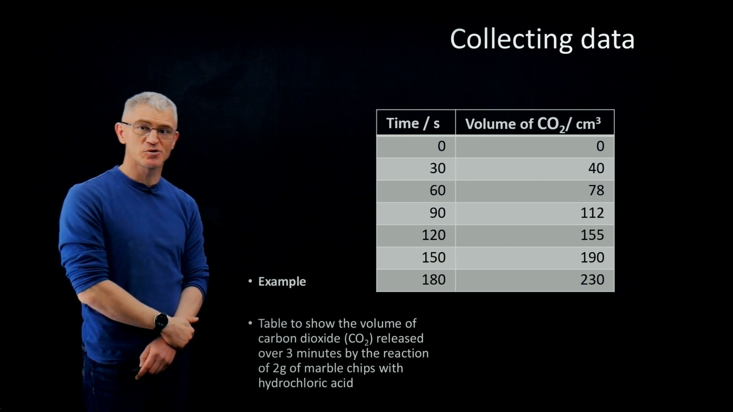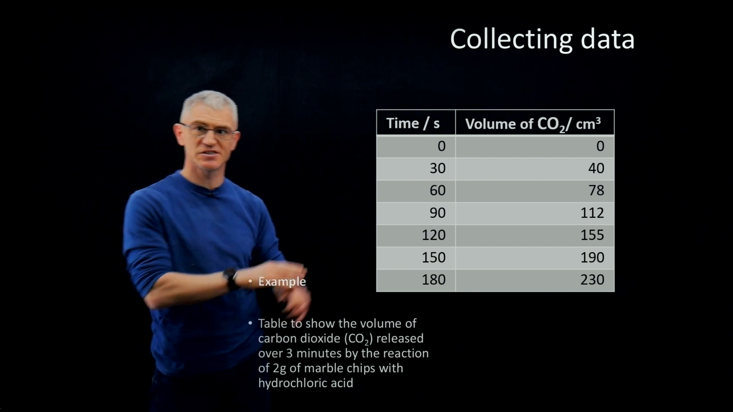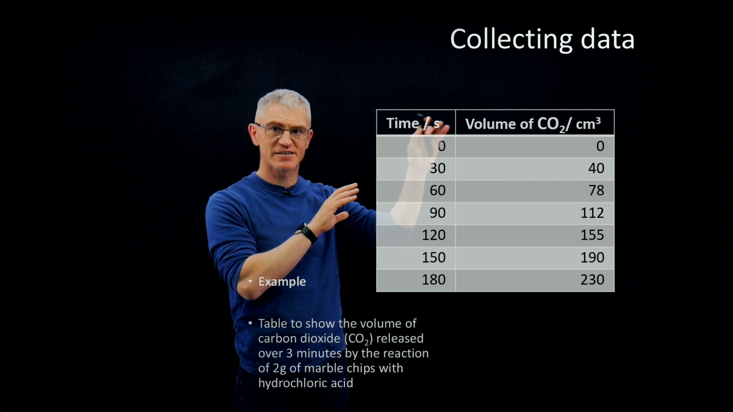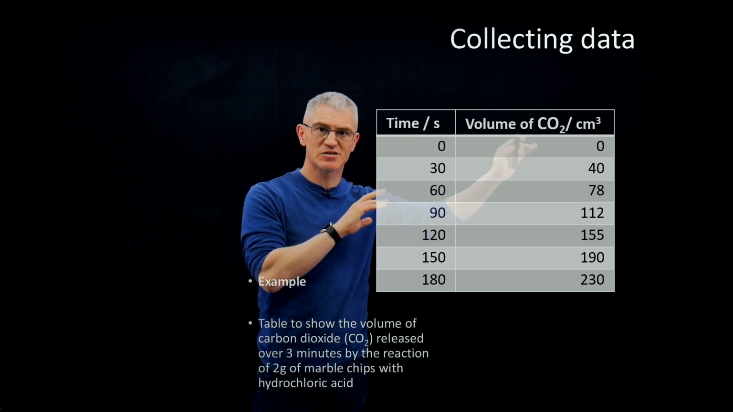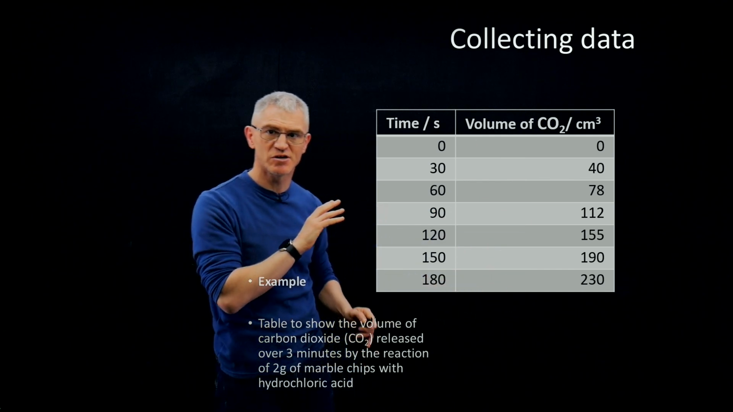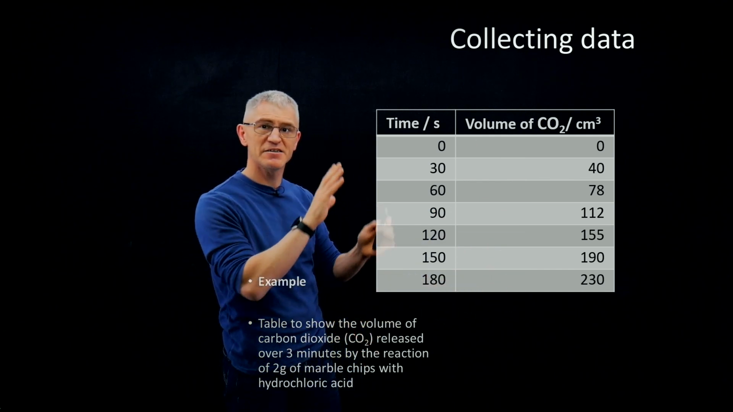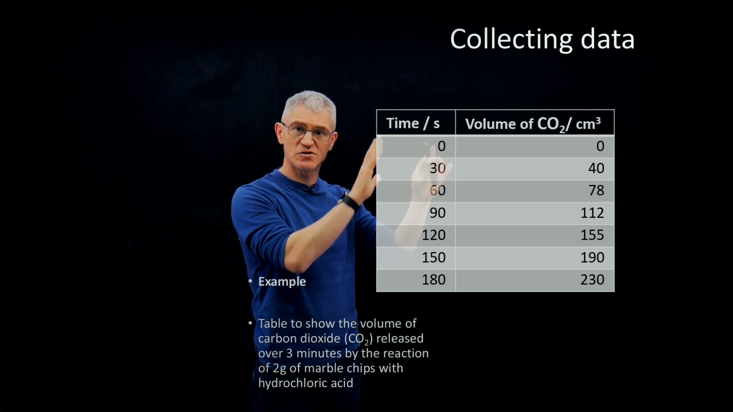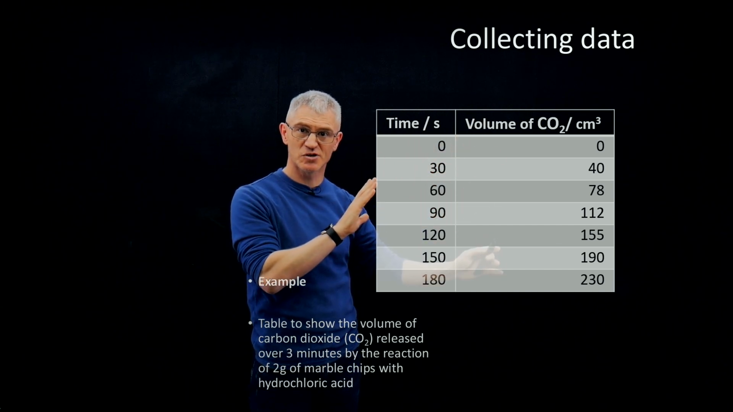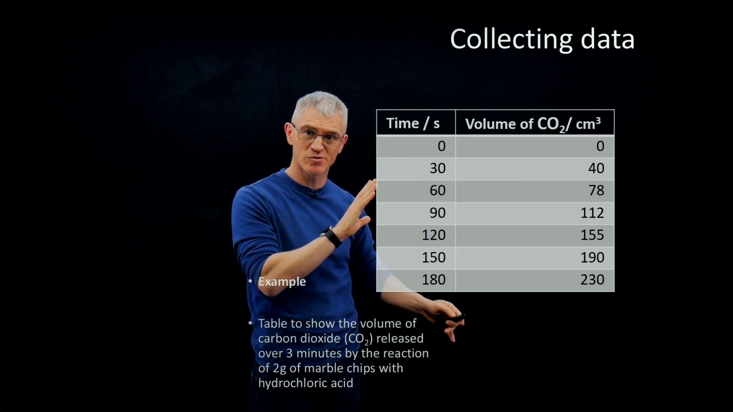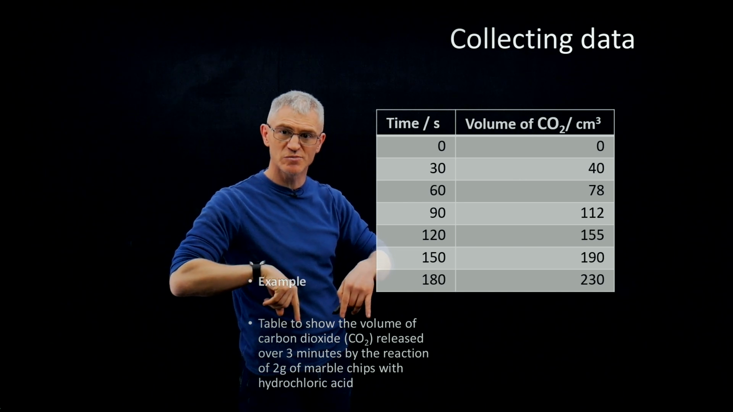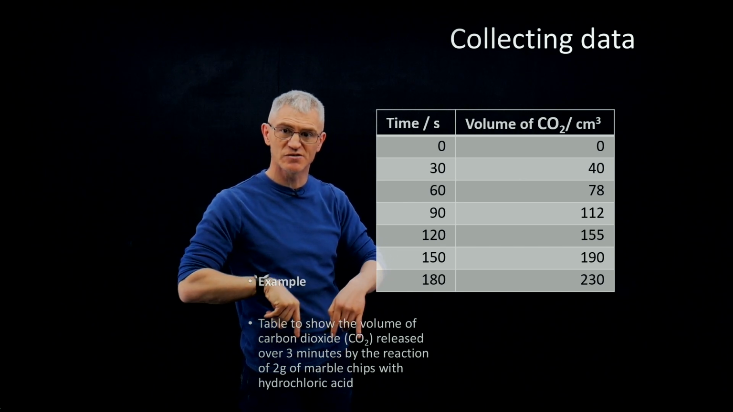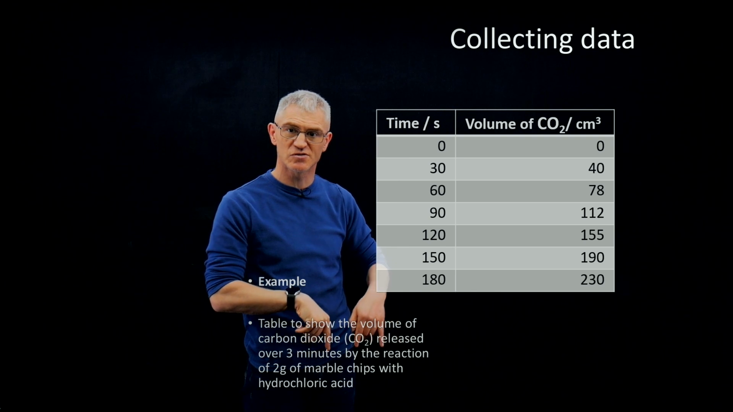So here's an example of a good table. Can you see in the heading that it's seconds, so I don't have to write seconds all the way down. You can see it's centimeters cubed, so I don't have to write centimeters cubed all over again. And the volume of CO2 is what I'm measuring. So in class, don't mess: this is my dependent variable. And it says here, table to show the volume of carbon dioxide released over 3 minutes by the reaction of 2 grams of marble chips with hydrochloric acid.